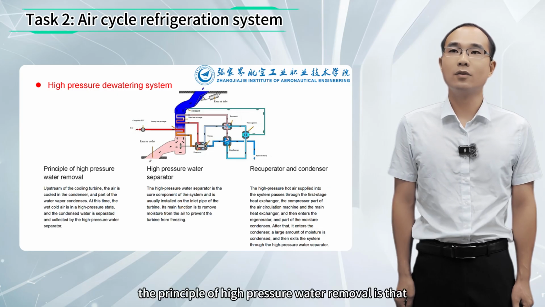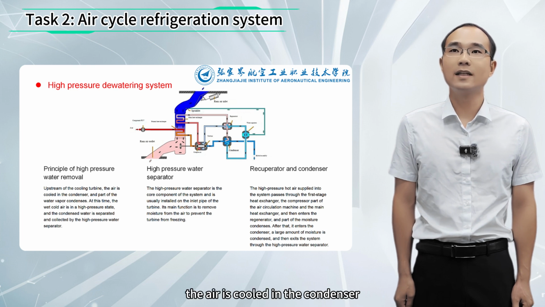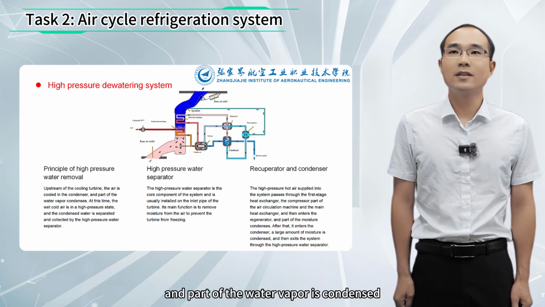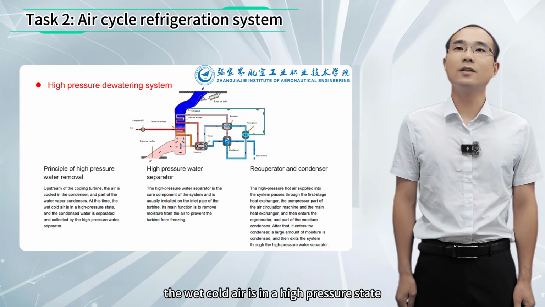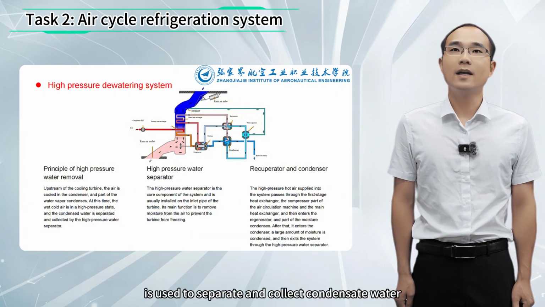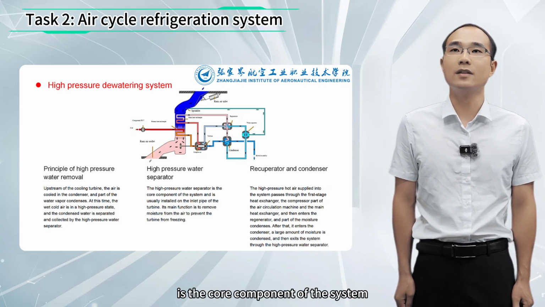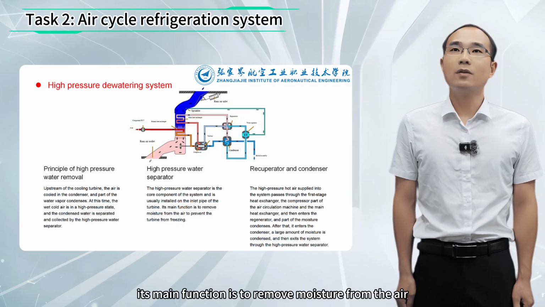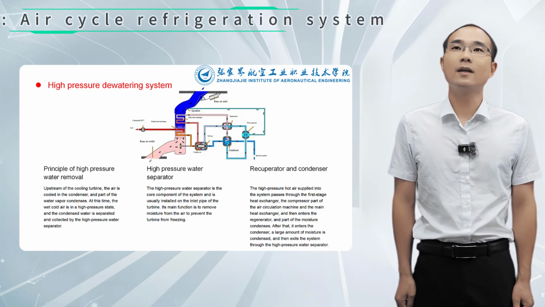The principle of high-pressure water removal is that upstream of the cooling turbine, the air is cooled in the condenser and part of the water vapor is condensed. At this time, the wet-cold air is in a high-pressure state, and the high-pressure water separator is used to separate and collect condensate water. The high-pressure water separator is the core component of the system and is usually installed on the inlet pipe of the turbine. Its main function is to remove moisture from the air and prevent the turbine from freezing.